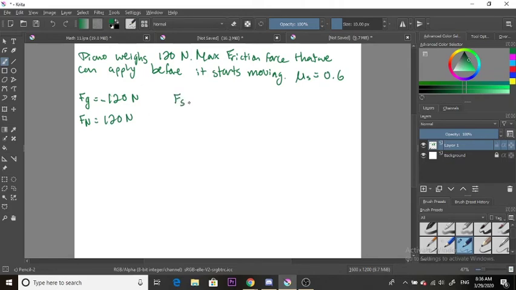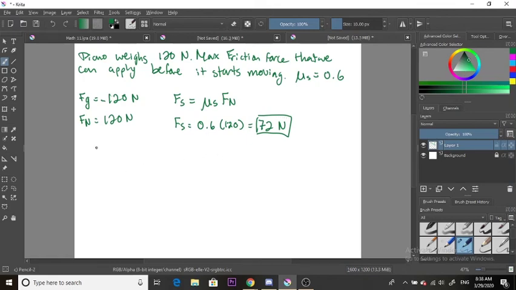And we want to know what the force of static friction is. We want to know what the max is. So we're just going to set it equal to our coefficient of static friction times the normal force. So 0.6 times 120. Once you put that into your calculator, it should give you a maximum static friction force of 72 newtons. This is the maximum force you can push the piano without it moving.